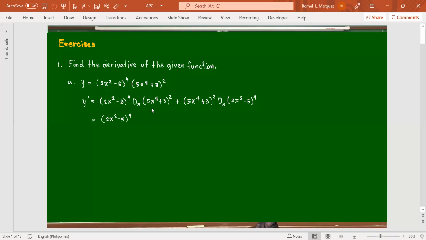This derivative is a general power, no? Drop the exponent, multiply it to the base, subtract 1 from the exponent, get the derivative of the base. So that is 20x cubed. Second term is 0. Plus, copy.